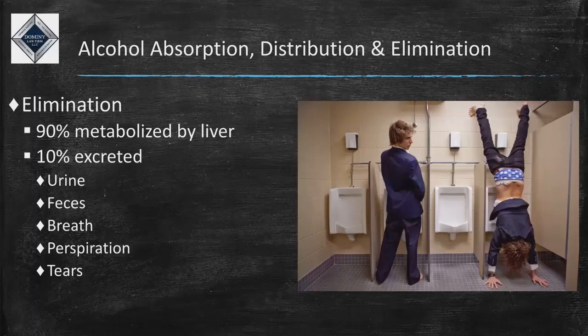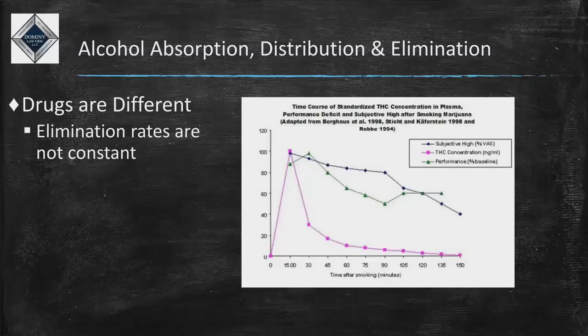So that is elimination of alcohol. Here's a caveat though. That's all about alcohol. Drugs are different. So alcohol, if you can imagine a curve, maybe I should have put one up here, the curve of alcohol being absorbed and distributed and eliminated is pretty stable and gradual. It's a bell-shaped curve basically, and it's very predictable.